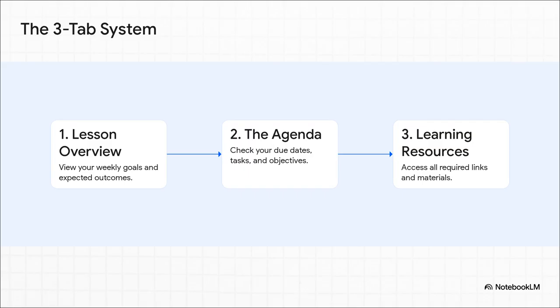On that page, you're going to find this simple but incredibly powerful 3-tab system. Step 1, check the lesson overview. That tells you your goals. Step 2, open the agenda to see all your tasks and due dates. And step 3, click on learning resources to get all your links and materials. 1, 2, 3. That's it.